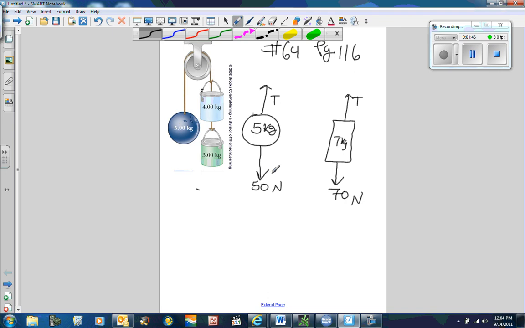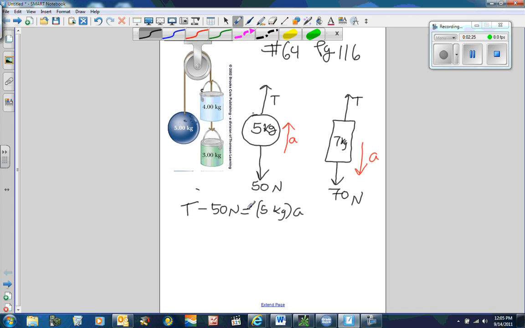Well, we want to know the acceleration of the 7 kilogram object, which is going to be pointing down. And we want to know the acceleration of the 5 kilogram object, which will be pointing up. Both of these will be equal also. So we're going to make an equation. Now, we're going to start with the 5 kilogram object, and up is going to be positive, down negative, so T minus 50 newtons equals 5 kilograms times a.